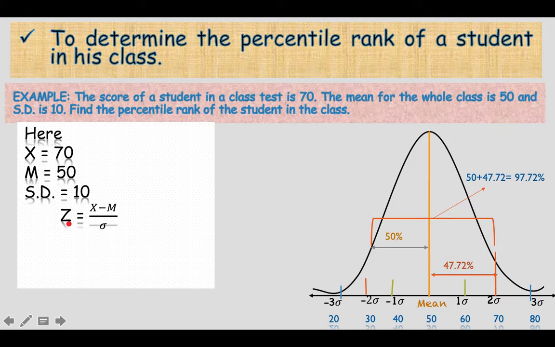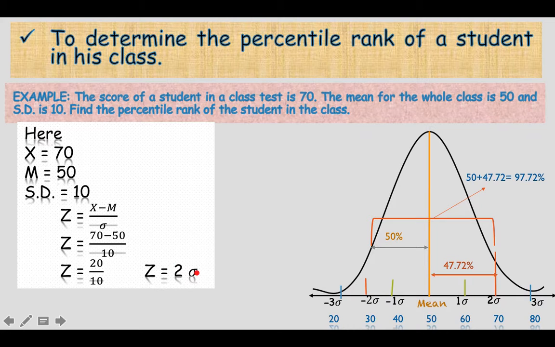By this formula we can get the z-score, one of the standard scores, and this is the raw score, this is the mean, and this is the standard deviation of the group. By substituting these values in this formula, we get that the z-score, the standard score for the raw score 70 is plus 2 SD, that we have also got from this normal probability curve.